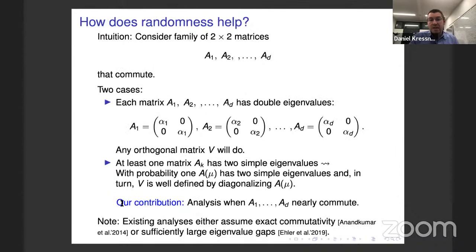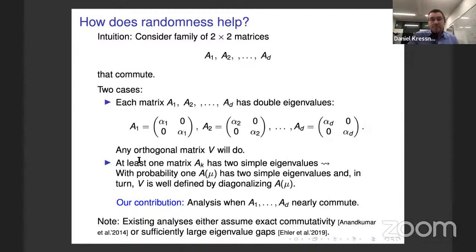And why does randomness help? Qualitatively, you can see this quite easily if you look at a family of 2x2 matrices. So I have 2x2 matrices that commute exactly. And then we have 2 situations. In one situation, every matrix has double eigenvalues, so necessarily the matrices are diagonal. They're actually scaled identity matrices. You can just use a random orthogonal matrix, any matrix V you come up with will do. It will just not destroy the diagonal structure of A1 to AD. So this is really a fantastic situation, where you have exactly double eigenvalues.